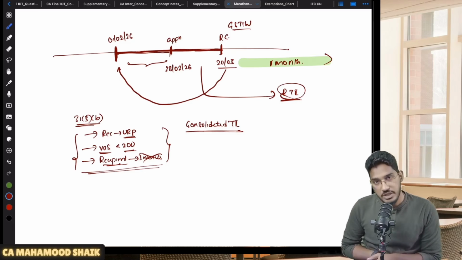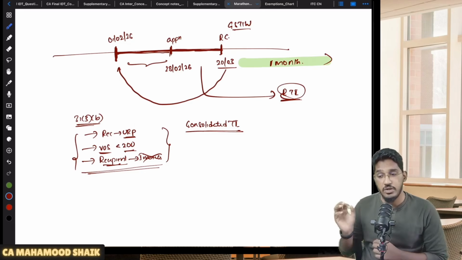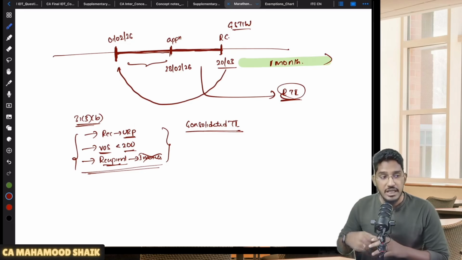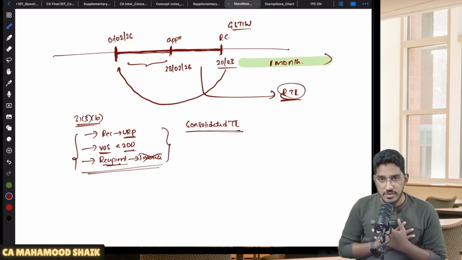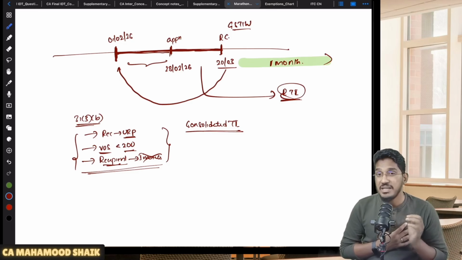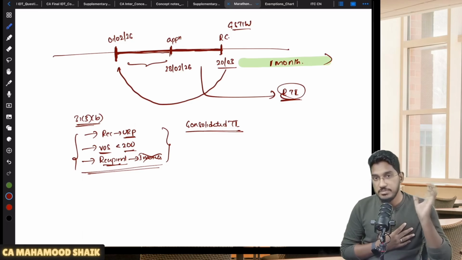So that's why, for a composition dealer, instead of a tax invoice, they have to give a document called bill of supply. Which document will they give? They will give a document called bill of supply. Similarly, let us say you are a regular person only, but you are making an exempt supply. On exempt supplies also, you can't collect tax. But for those exempt supplies, you are required to issue a document called bill of supply.